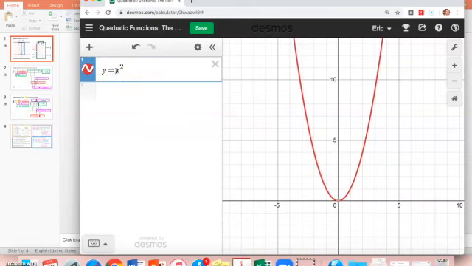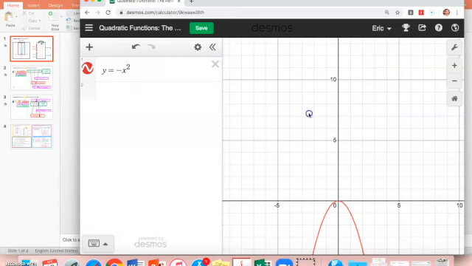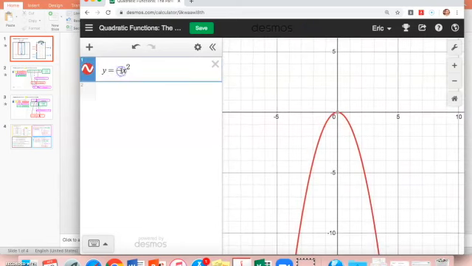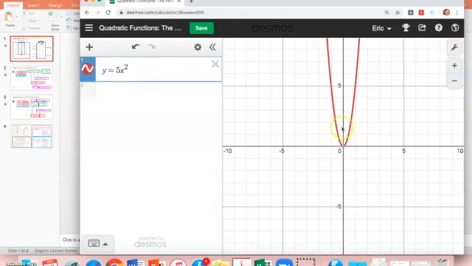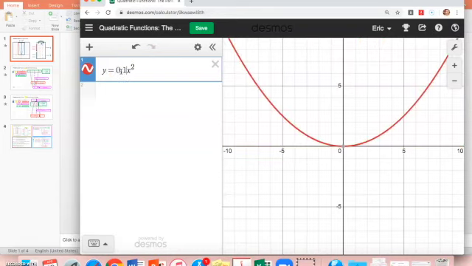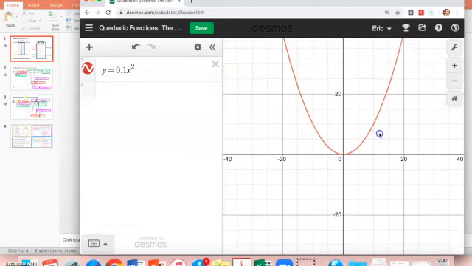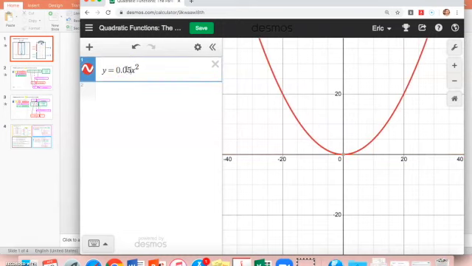I can make that flip by adding a negative. So now the line goes down. I can take away the negative. I can do a 5. And notice when I do that, it gets skinnier. So it starts to move up faster, right? I can put a small number in front of it, like a 0.1, and it's going to get wider, right? So I can do 0.05 and it gets even wider.